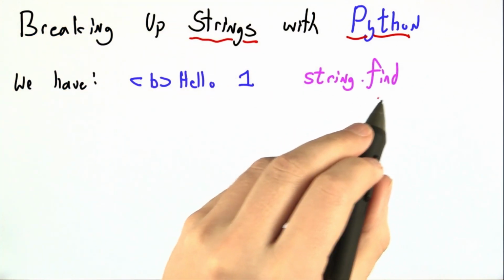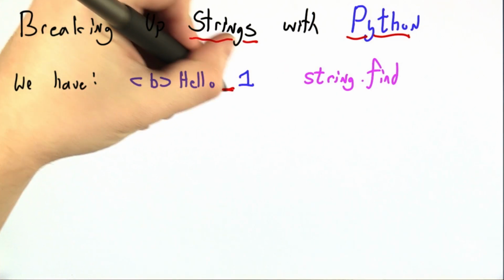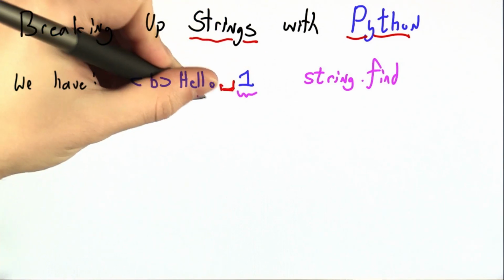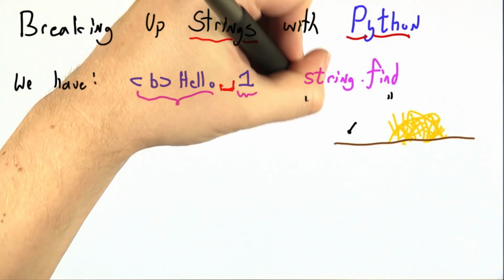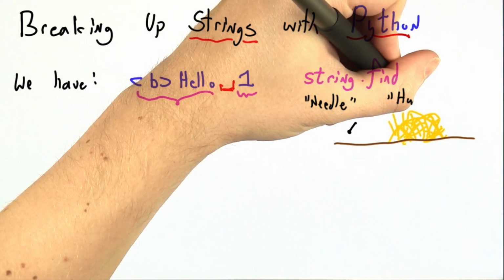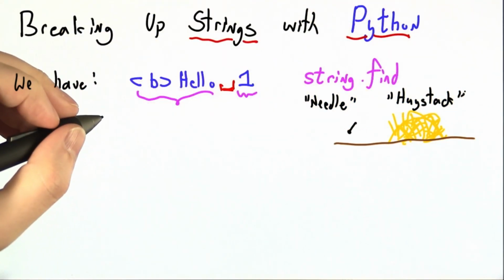One approach to breaking this up would be to use Python's string.find function to find this space and then split up the string into everything to the right of the space and everything to the left of the space. You may already be familiar with Python's string.find function from previous experience with computer science, but if you're not, it's often described as finding a needle in a haystack.